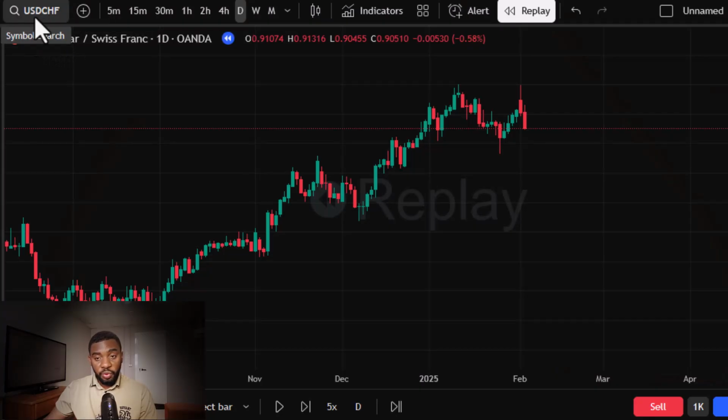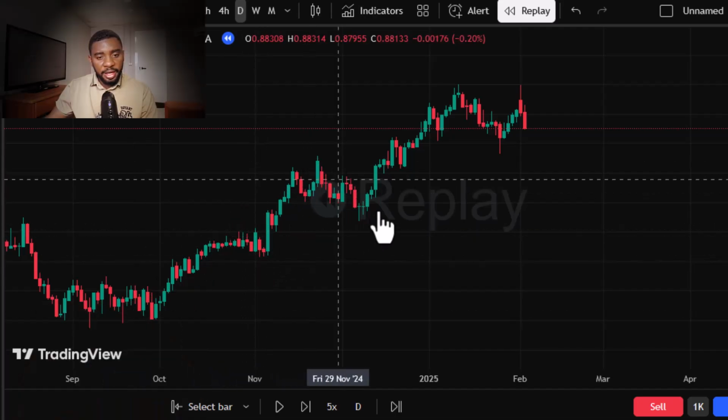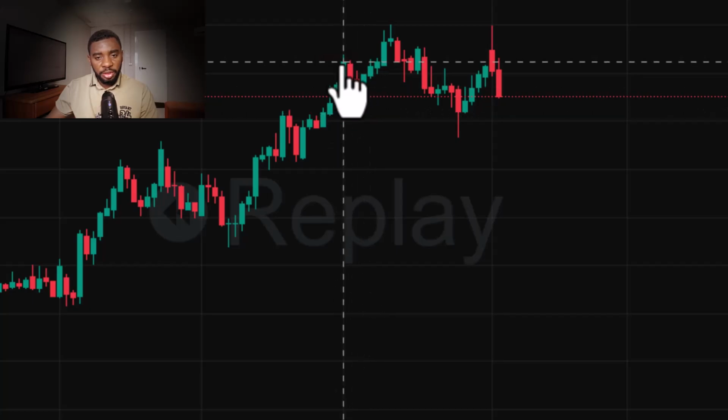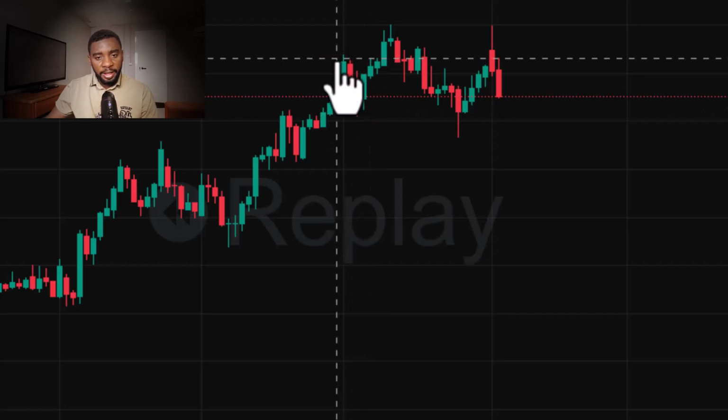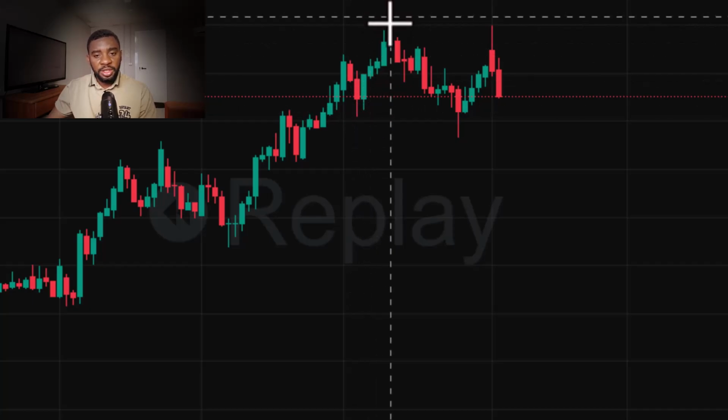And here is a daily chart of USD Swiss franc. And you can see price making higher highs and higher lows. But when price got to this point, you see it made a higher high here, came down, we have a break of structure and a new resistance was formed.